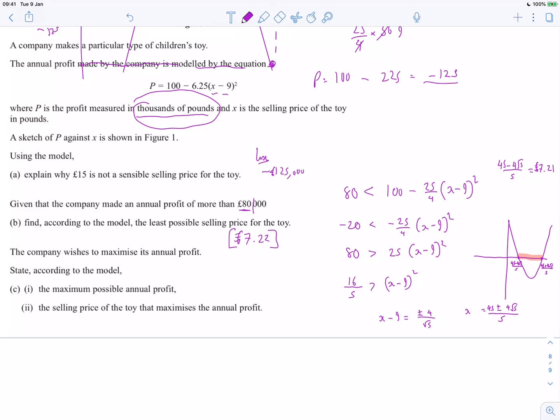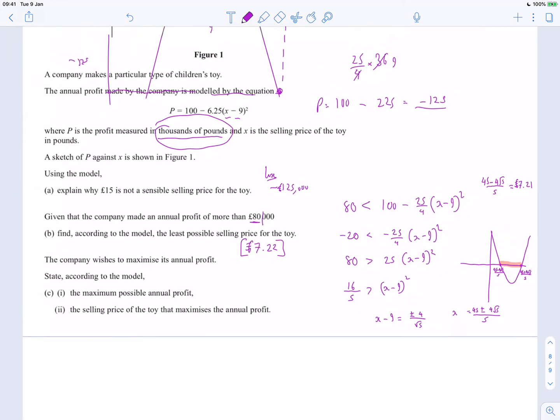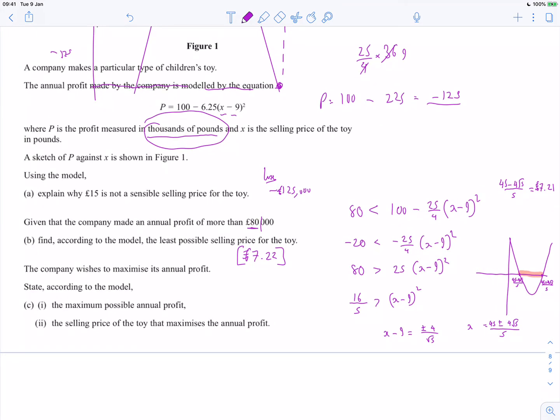Because if it's less than £7.22, well, if it was £7.21, that's less than the 7.2111 and so on, so that's not making a profit, so it needs to be the next one up. Okay. The company wishes to maximise its profit. State according to the model the maximum possible annual profit.